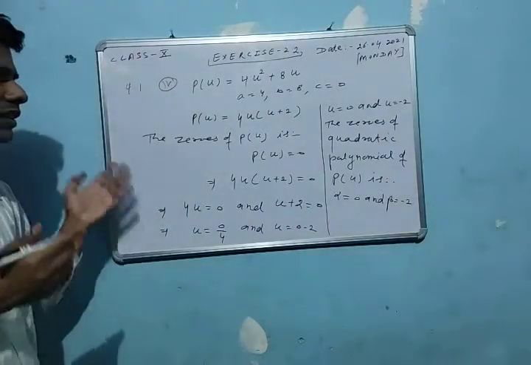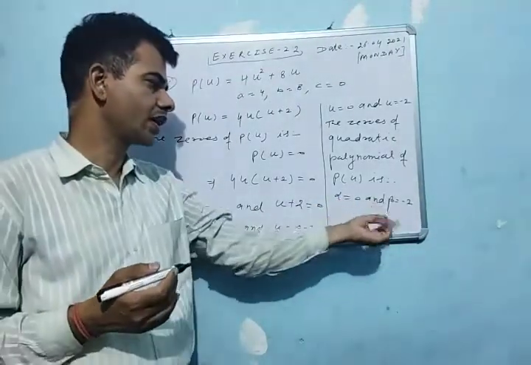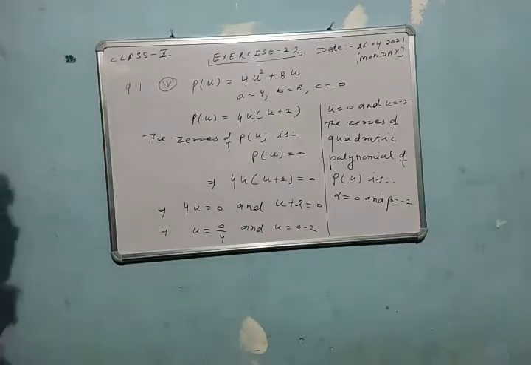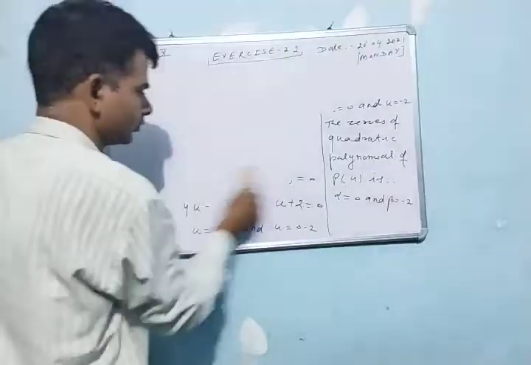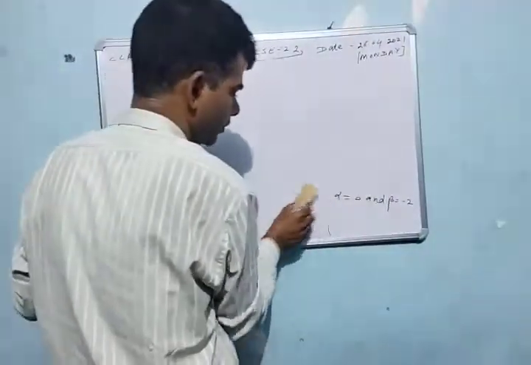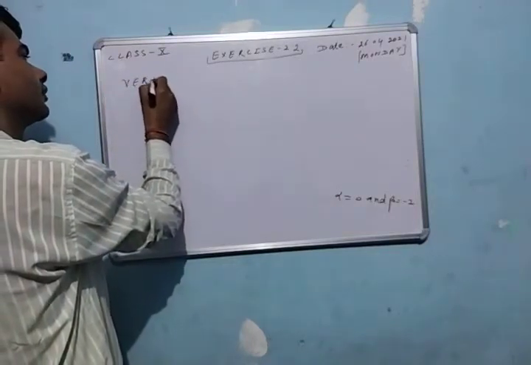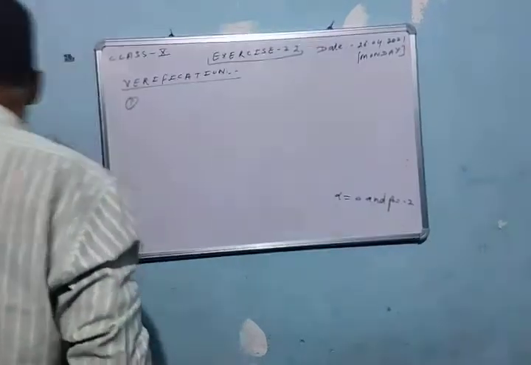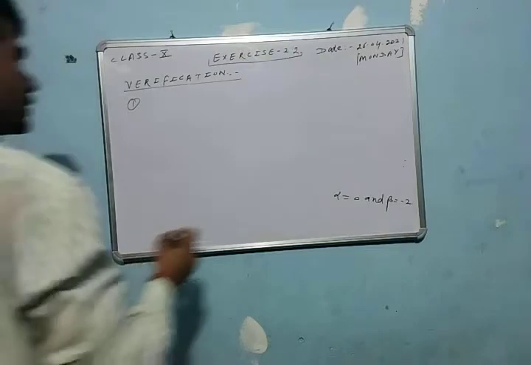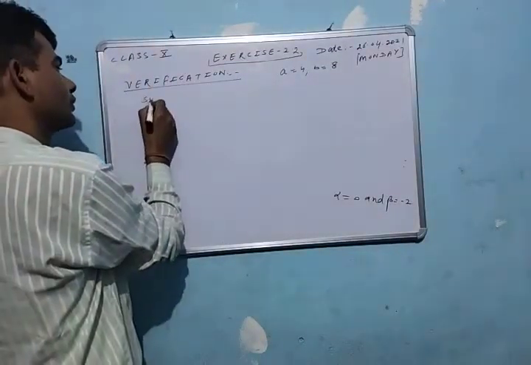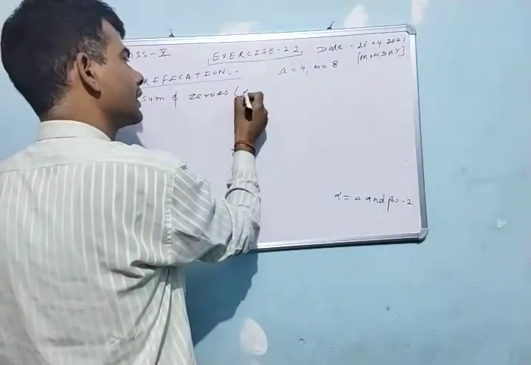Now student, we will verify it. Now we will verify it by using these zeros and the coefficients. Student, please note it down. Verification. Now your zeros are alpha is equal to 0 and beta is equal to minus 2. First, your A is 4 and B is 8. Now student, verification. Sum of zeros, that is alpha plus beta.